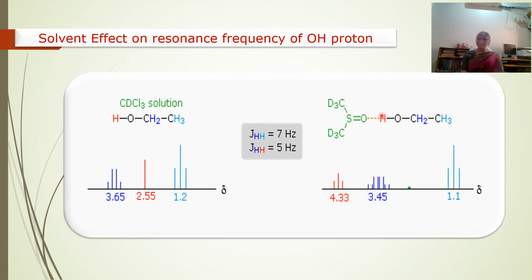That is, in this case, the hydroxyl proton is more de-shielded as compared to the methylene proton, and it is because deuterated dimethyl sulfoxide is a better hydrogen bond acceptor. In its presence, hydrogen bonding becomes stronger, and that's why the proton becomes more de-shielded. It is the identical case as we have seen in the case of methyl alcohol.